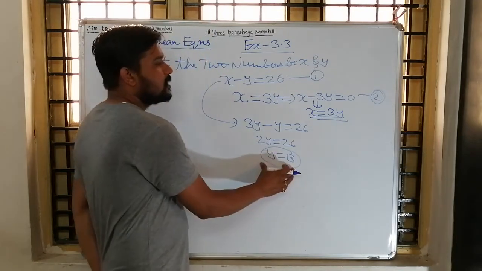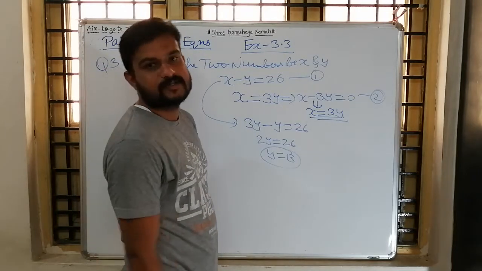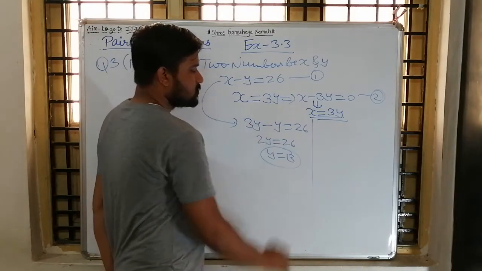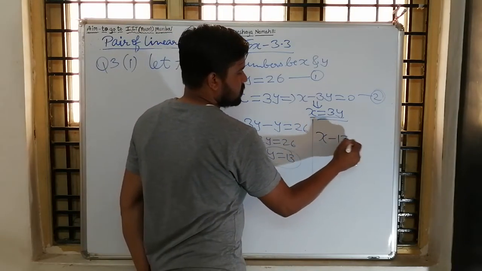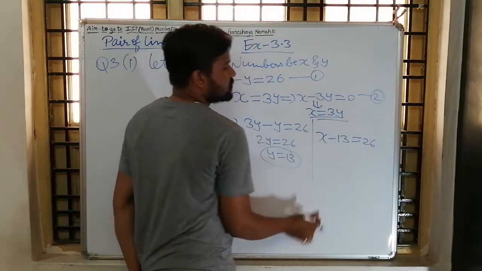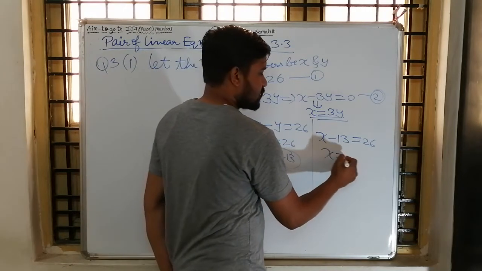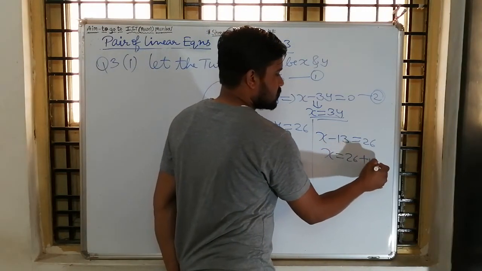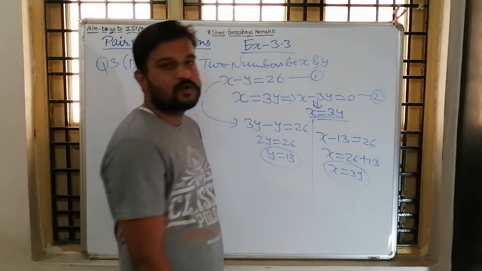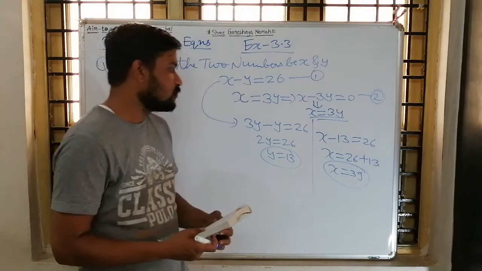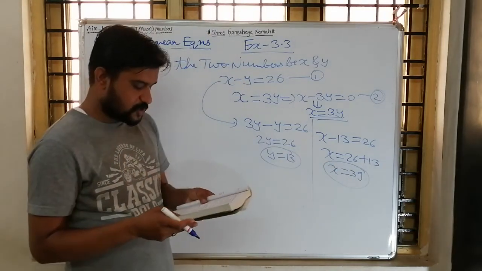Ab ye y ka value milne ke baad aap koi bhi ek equation mein ye y ka value place karoge toh aapko x ka value milega. Okay? So what is the value of x? x minus 13 is equal to 26. Suppose main first equation mein value place karta hoon. So what is the value of x? x is equal to 26 plus 13. So x is equal to 39. This way you got the values of x and y. So the two numbers are 39 and 13. Okay. Next question.